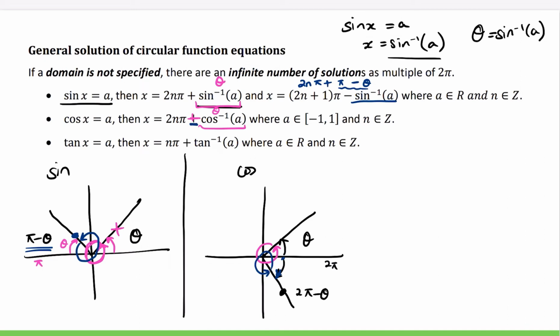No, it's fine. Okay, so we are adding 2n pi to each of them, and it's just using this rule, 2 pi minus theta. So that's that, 2 pi minus theta. And then this is 2 pi plus theta, which is exactly what we're having there.